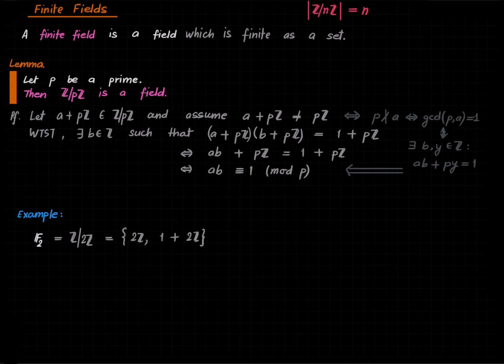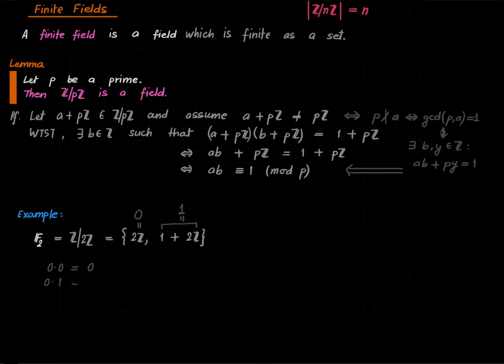And clearly, 2 is a prime, so it checks out. It's a field, but let's explicitly write down what the algebra here is. Before we do that, let me write this as 0, not even as 0 bar. I'll just write this as 0, as is common practice. And I'll write this as 1, not even 1 bar, just 1. So what is 0 times 0? It's 2Z times 2Z, so it is 2Z and hence 0.